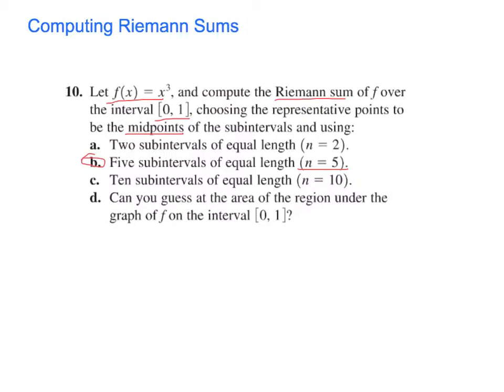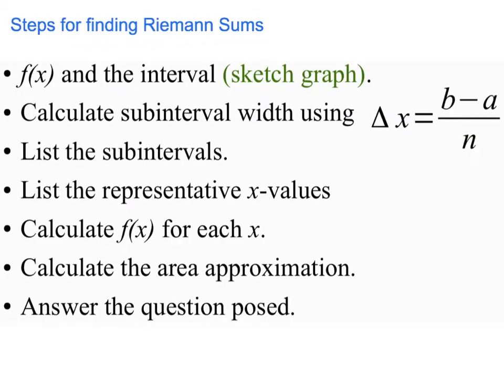Let's start by reviewing the steps that we need to compute these Riemann sums. So basically we're going to graph the function over the interval. Sketch it's fine. We're going to calculate the subinterval width. We're using equal width. And so the way we do that is we call this width delta x, and we do b minus a over n, where b is the right-hand endpoint of the interval, a is the left-hand endpoint, and n is the number of subintervals. We're going to make a list of the subintervals. We're going to choose our representative values. In this case, we're using midpoint, right?